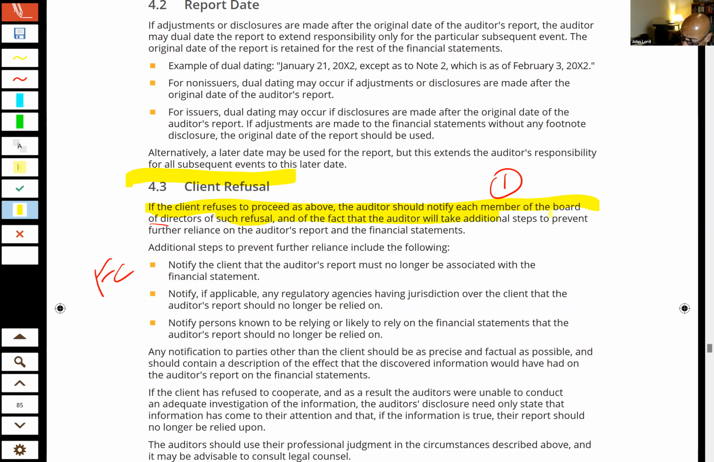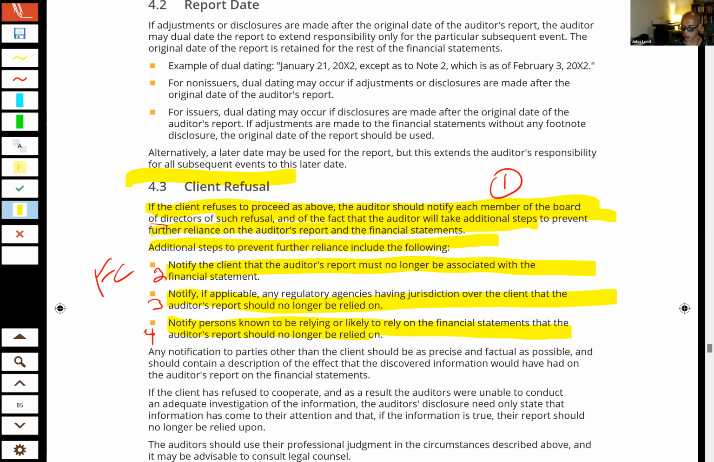Now, in the event that that doesn't happen, then we're going to start to take additional steps, which would be notifying the client that our report is no longer to be associated with the financial statements, notifying regulatory agencies, and notifying persons known to be relying on the financial statements, okay? So you would have an expectation that the client would follow the procedures we just talked about. If they refuse, then you have to do these things, okay?